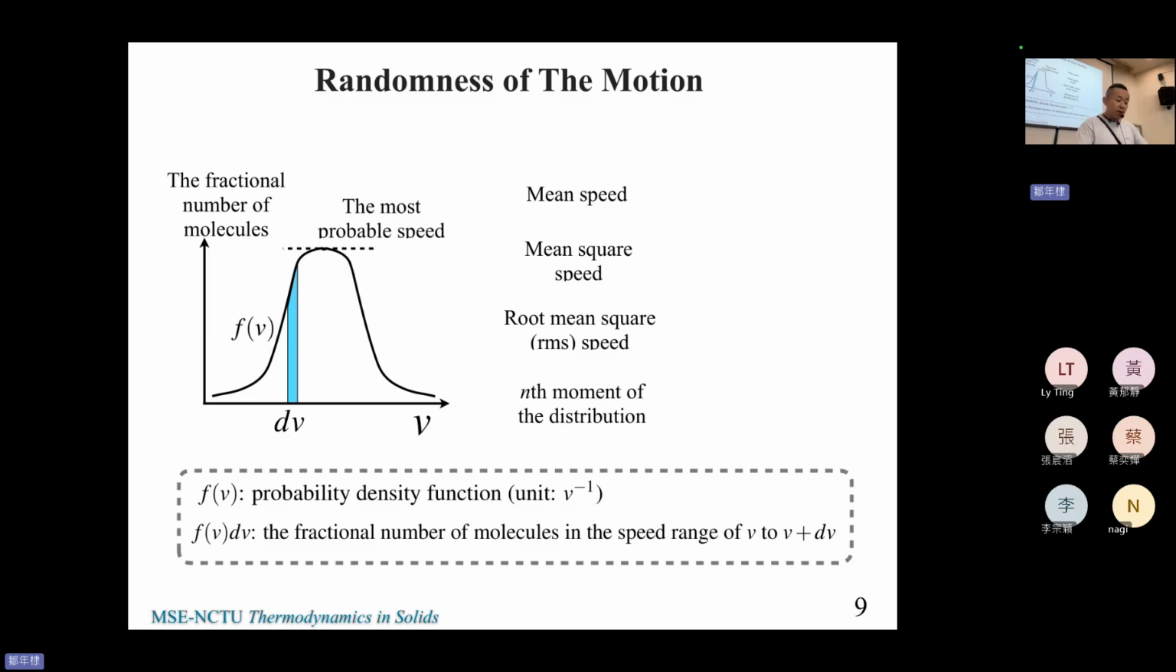All right, randomness of the motion. Randomness of motion, we talk about the velocity. Okay, the velocity. We want to determine what is the mean speed of the particles in the container, or mean square speed, or root mean square, or nth moment of distribution. We will use this later. Okay, and these are all related to the properties of the gas.